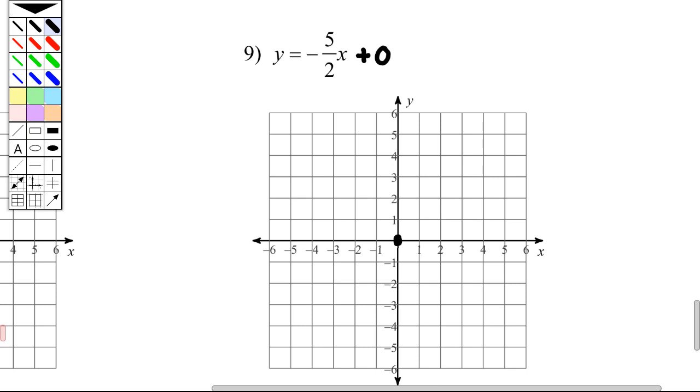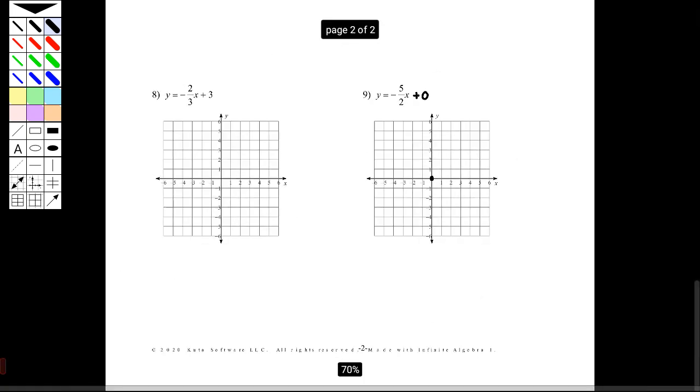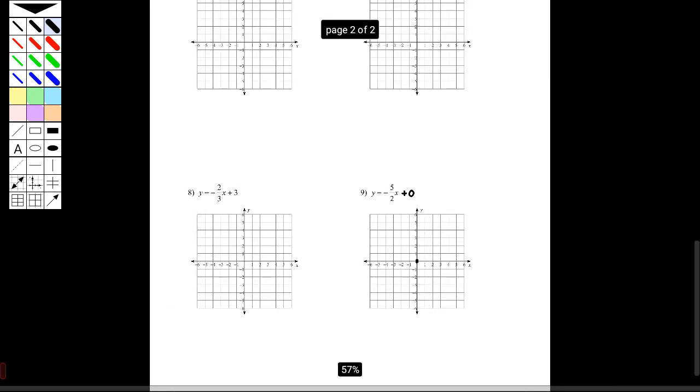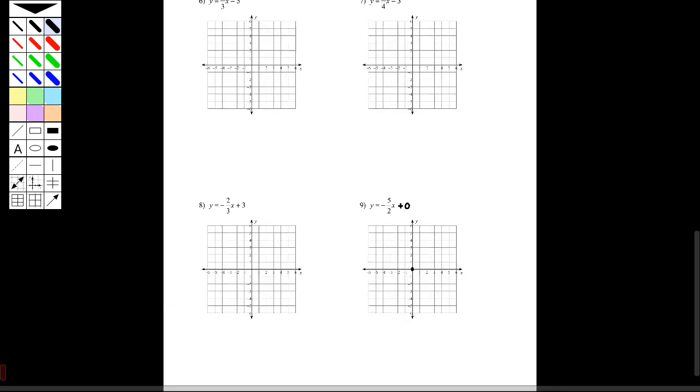At the origin. Alright, and then once again, you need to take a picture of your work, upload it to Google Classroom, and I will send you back feedback and give you a grade.